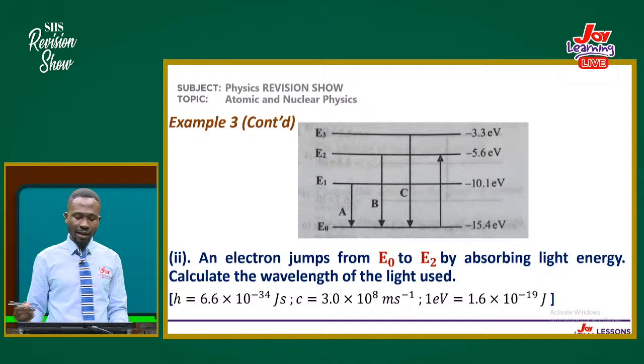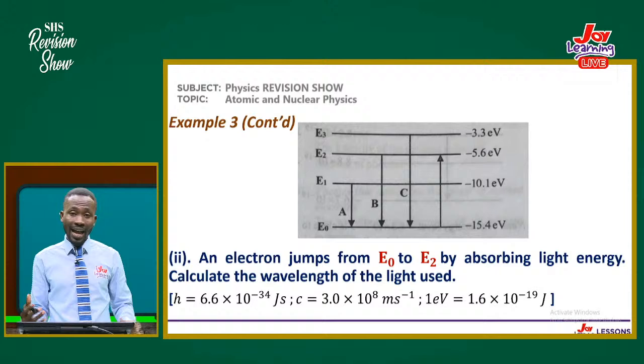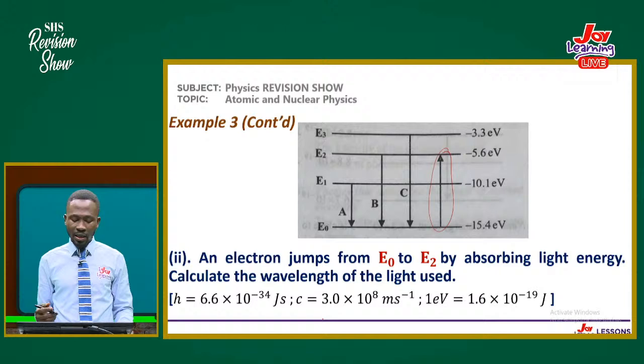Then it goes ahead to say we should do another thing. The same diagram is there. In the first case, we are asked to find out which of A, B, C will give us radiation of the shortest wavelength. This one says an electron jumps from E0 to E2 by absorbing light energy. So from the diagram, you can see E0, and you can see E2. So we are talking about this part of the diagram. They are asked to calculate the wavelength of the light used. They'll be giving Planck's constant, the speed of light in air, and 1 eV equals 1.6 times 10 to the power minus 19 joules.